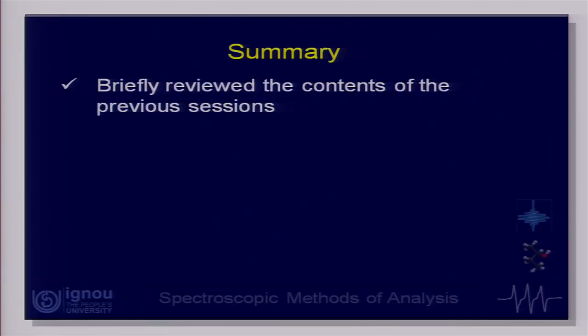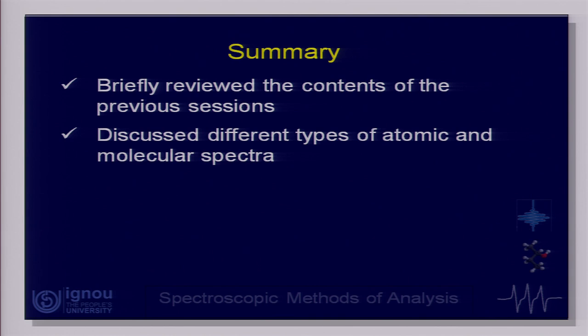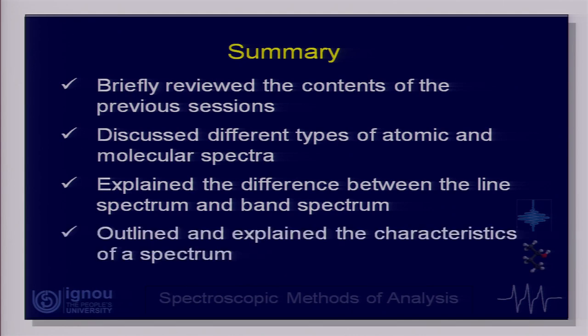So, with this, we complete our discussion on the characteristics of the spectrum and the reasons for them. Let's sum up what we have done today. We briefly reviewed the contents of the previous sessions, and thereafter we discussed the different types of spectra we get in atomic and molecular systems. In atomic systems we get line spectra, whereas in molecular systems we get broad spectra. We explained the difference between the line spectrum and the band spectrum. Then we talked about the different characteristics of a molecular spectrum.